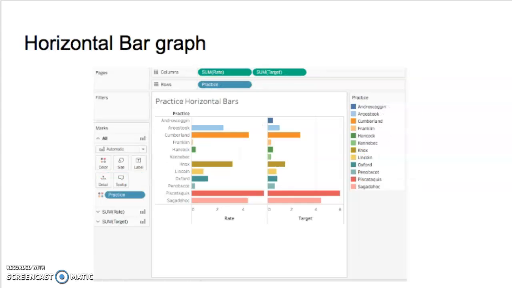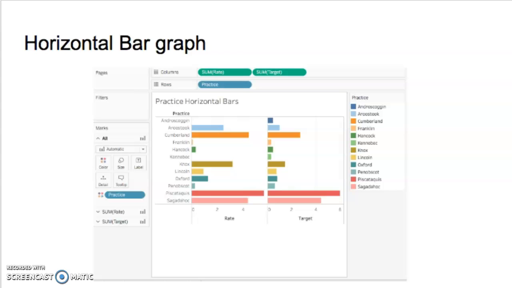Next is the horizontal bar graph. The horizontal bar graph shows the difference in rate sum values compared to that of the target values of each practice in total. Between the years 2016 to 2017, the Piscataquis practice had the highest rate sum with 5.604 and a target sum of 6.00. Cumberland practice was the second largest with a rate sum of 4.454 and a target sum of 2.712.